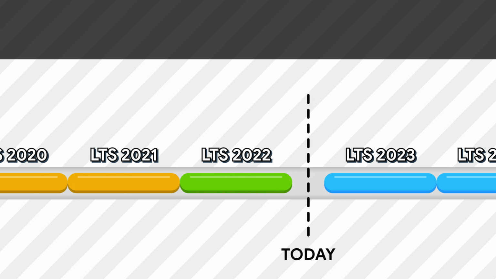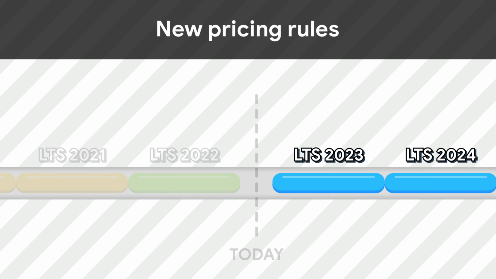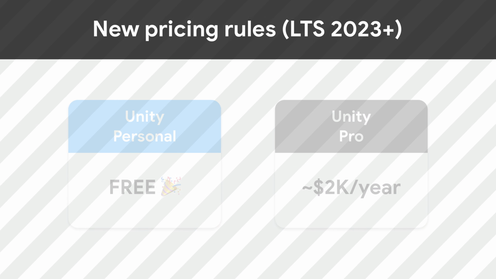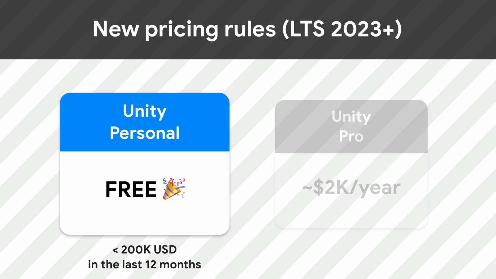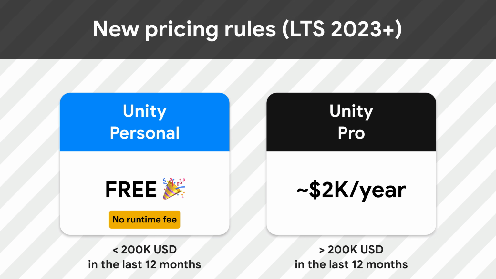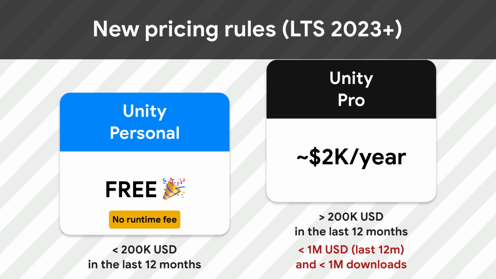But what if you'd like to build your game with the new versions of Unity Editor released in 2024, like long-term support 23? Then new rules apply. Most importantly, the base is the same. You have a personal tier under $200,000, which is totally free, no revenue share or installs fee. If you go over that limit, then you need to pay a Unity Pro or Enterprise subscription. As long as you do not cross $1 million revenue in the last 12 months, and you do not have more than 1 million downloads, you don't need to pay any additional fees.